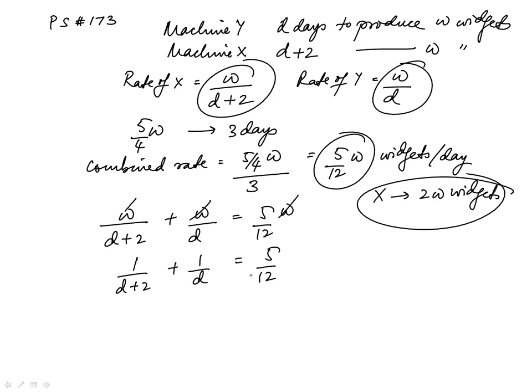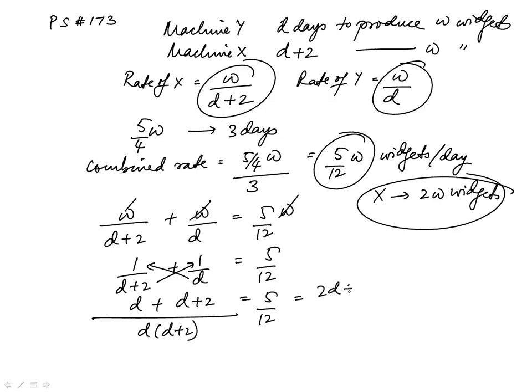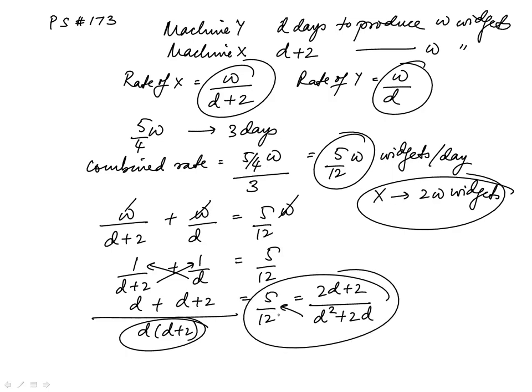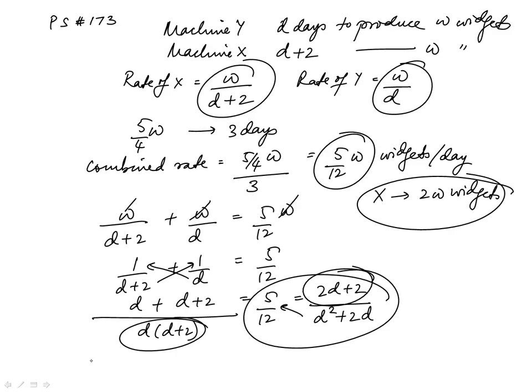And so we have a quadratic here. Just add the fractions algebraically. Denominator would be D times D plus 2. Numerator would be, I would just cross multiply these, D plus 2 and D, and that becomes 2D plus 2. This becomes D squared plus 2D. Then I'm going to cross multiply these, so that becomes 5 times D squared plus 2D is equal to 12 times 2D plus 2.